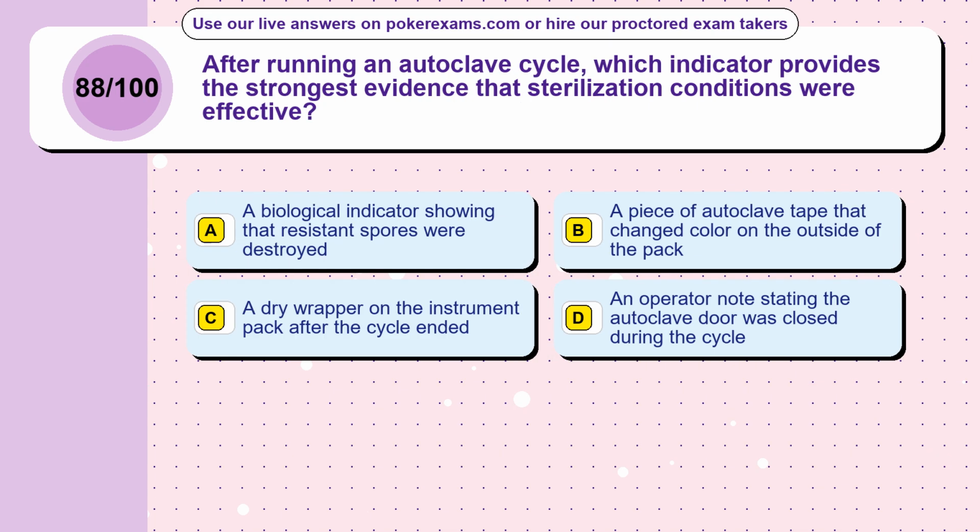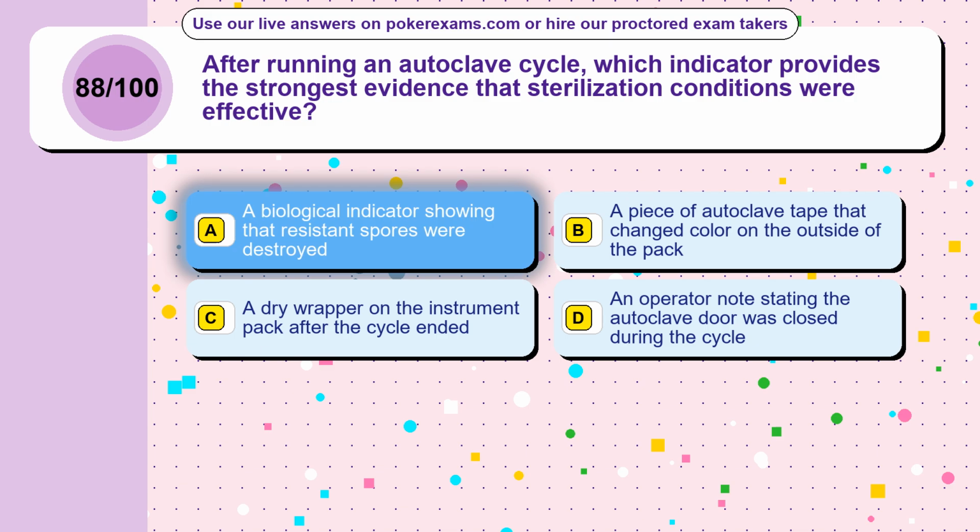Question 88. After running an autoclave cycle, which indicator provides the strongest evidence that sterilization conditions were effective? Option A. A biological indicator showing that resistant spores were destroyed. Option B. A piece of autoclave tape that changed color on the outside of the pack. Option C. A dry wrapper on the instrument pack after the cycle ended. Option D. An operator note stating the autoclave door was closed during the cycle.